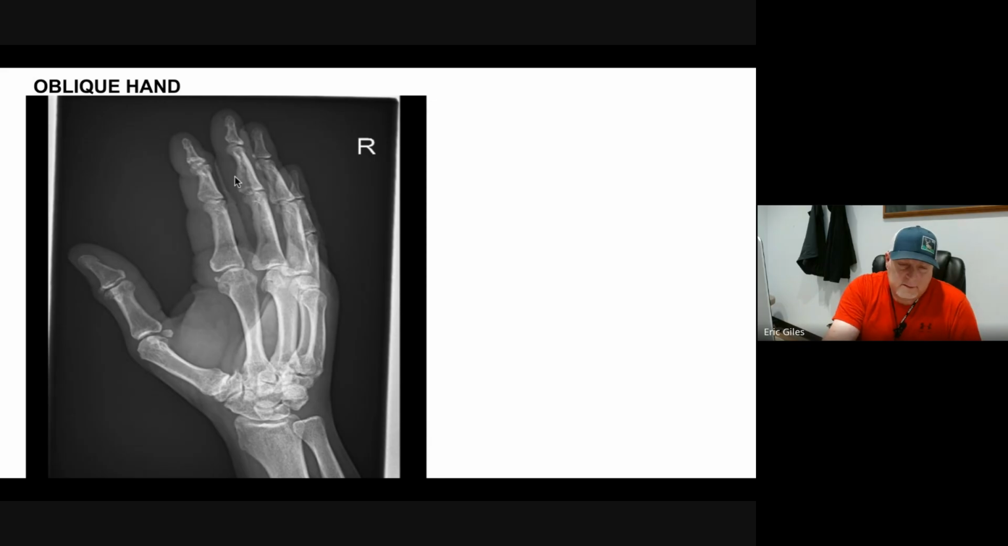This one, we didn't use the sponge, and we're a little bit steep on the lateral edge. Okay. Note that the 4th and the 5th finger are superimposed over each other. We can help it on the oblique. We need to try and not let that happen. Okay.